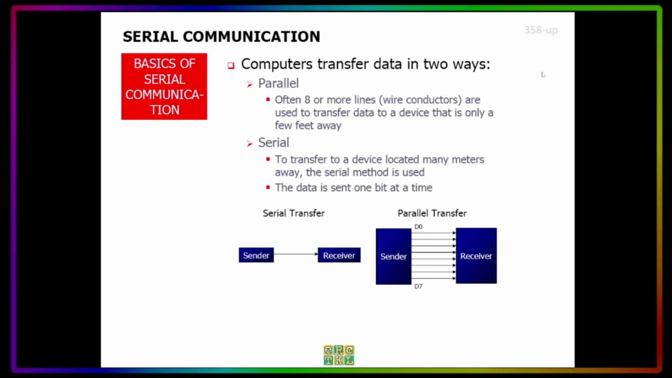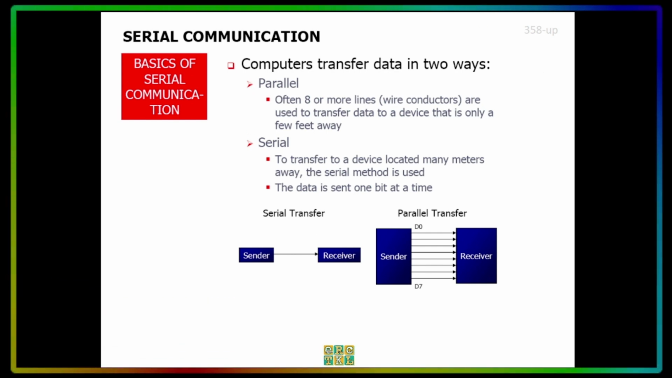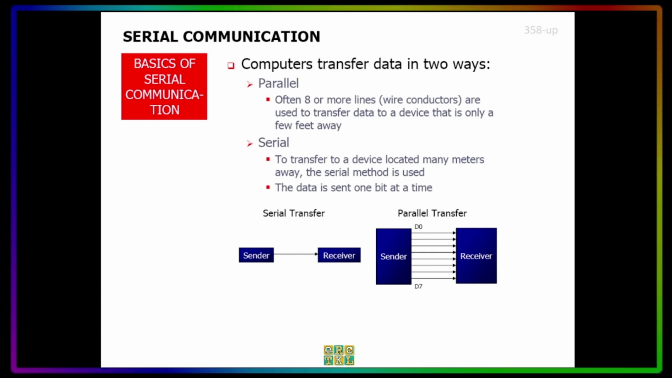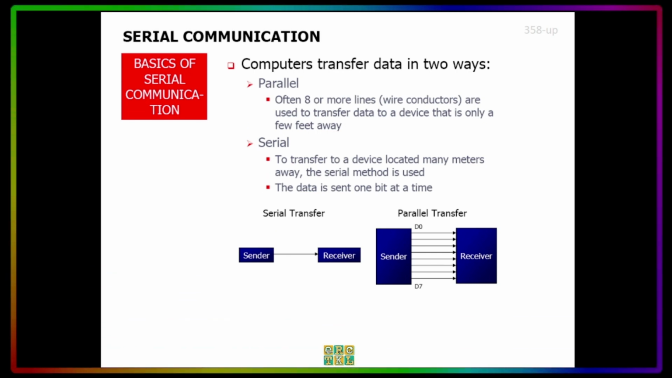Computers transfer data in two ways. The first way is by parallel, and the second way is by serial. When we say parallel, it involves 8 or more lines. And when we say lines, it means wires or conductors. These 8 or more lines are used to transfer data to a device, and this device where the data is being transferred to is only a few feet away.